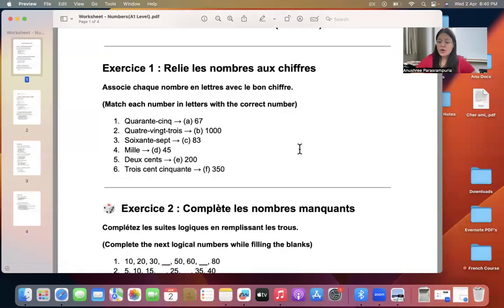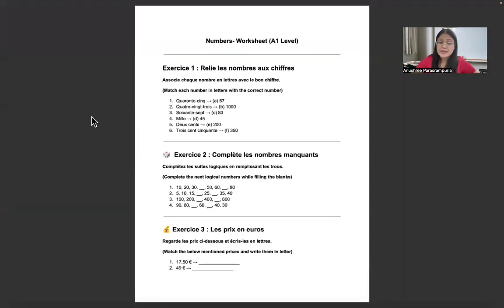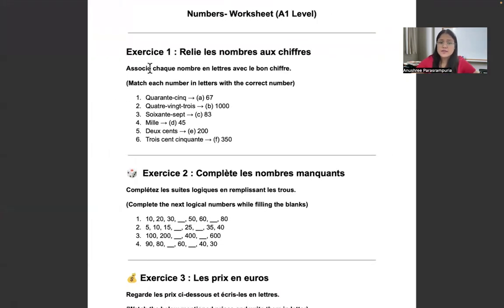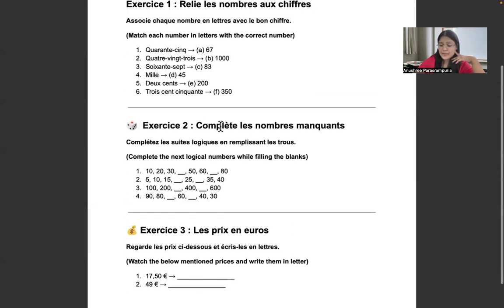Okay. I'm also going to be adding this worksheet for you in order to understand it better and to practice your numbers properly. So if you see in the first one, relie les nombres au chiffre, you have to match the numbers with the chiffres, with the numbers. Okay, so now let's see how we do that. On one side, you have the numbers written in letters, and on the other, they're written in number format. You have to match them. They're not in the correct order.